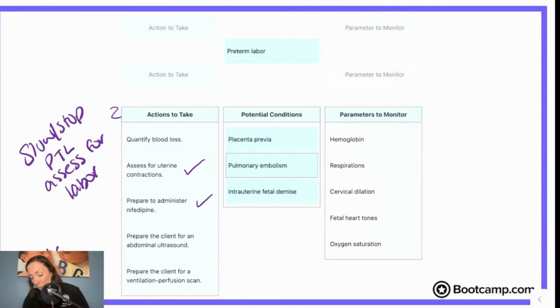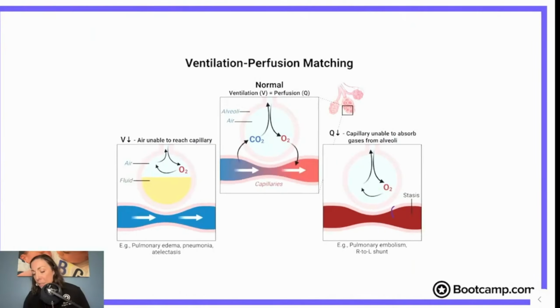All right, our last option, prepare the client for a ventilation perfusion scan. Okay, when do we do this? What does this assess for? Obviously, we're assessing for ventilation and perfusion in the lungs, those 2 parts of oxygenation, where air has to get in, that's ventilation, and then oxygen has to get to those red blood cells, and that's perfusion. And there's different diseases that we do this for. So let's look at this image here just to help explain this VQ, or this ventilation perfusion matching.